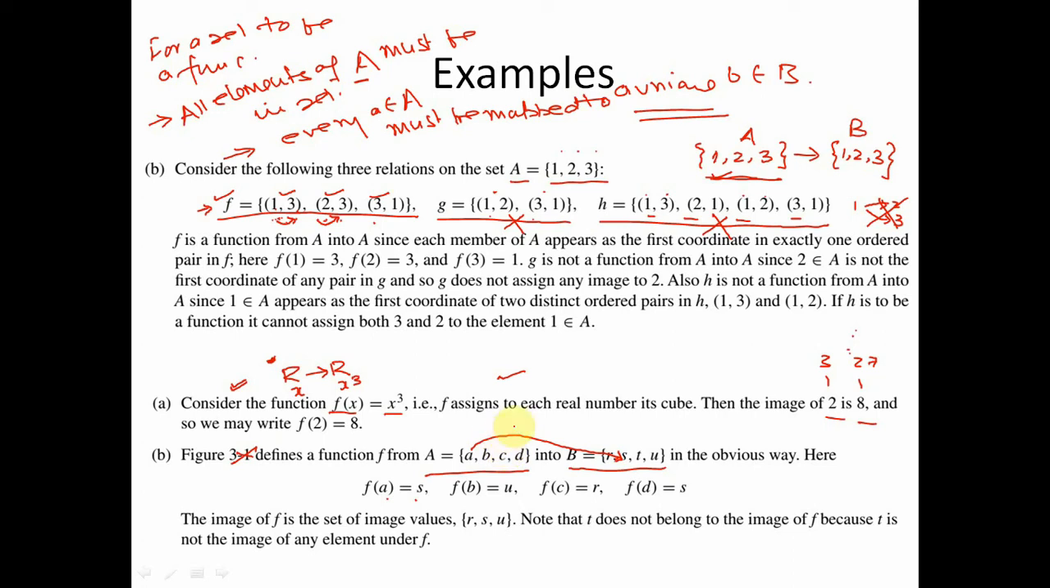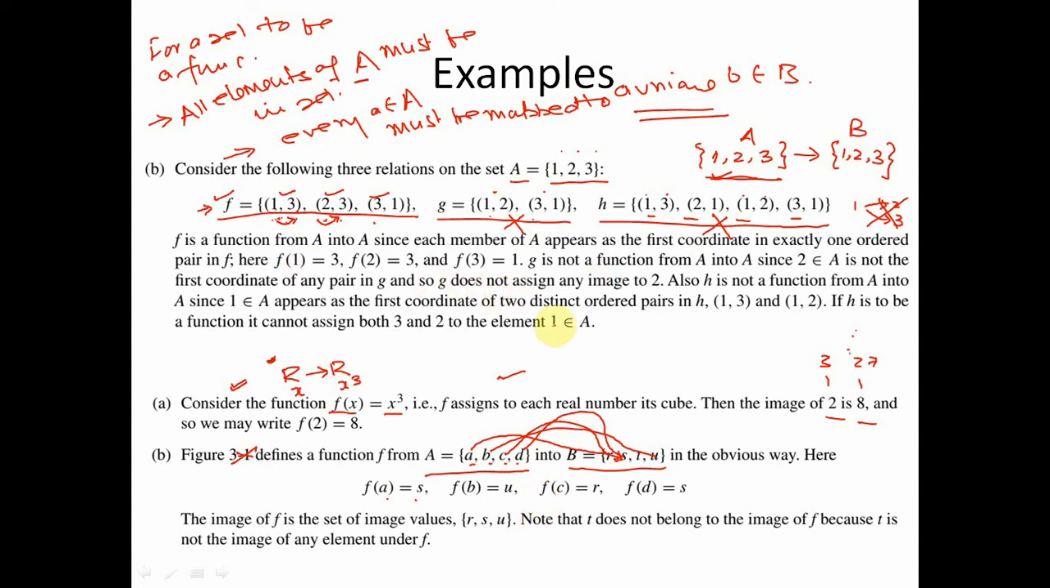B is being mapped into U. C is being mapped into R. And D is being mapped into S. So each element is participating in the relation and each element is being mapped to a single element. So this is a function.